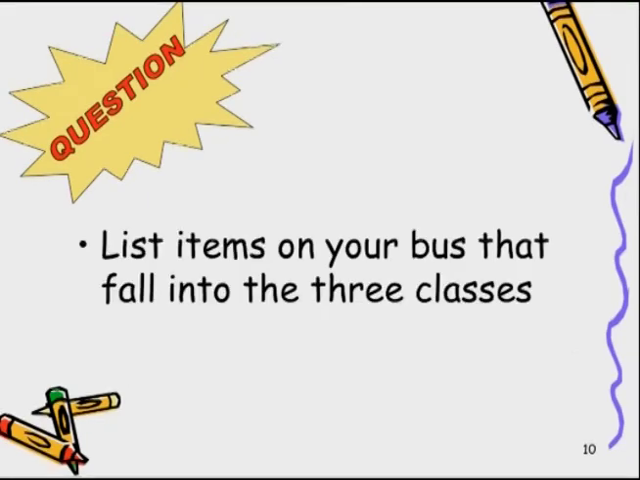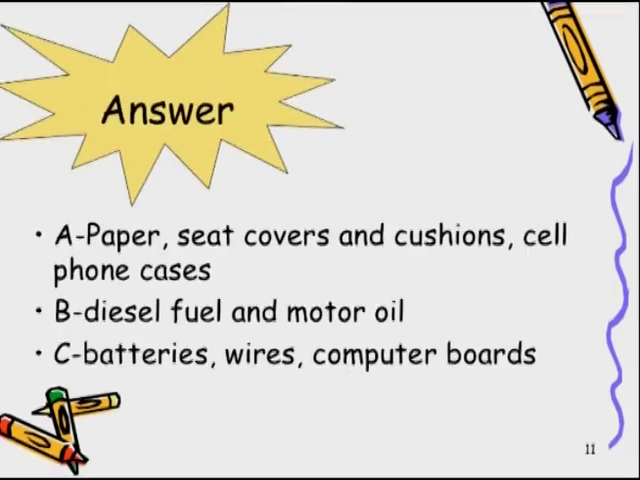Another question. List the items on your buses that fall into the 3 classes. Of course, we've talked about some of those, but with Class A, you've got paper, seat covers and cushions, and cell phone cases. Class B, there's diesel fuel and motor oil. In Class C, there's batteries, wires, and computer boards. The tablets and the cell phones that your students bring on the bus have both combustible materials, solid items, the phone cases themselves, and the batteries within those cell phones can be combustible as well.